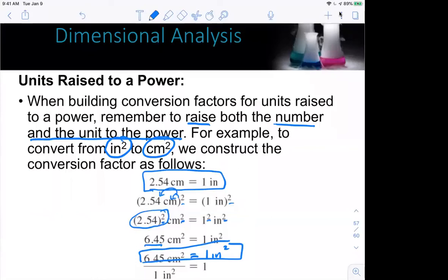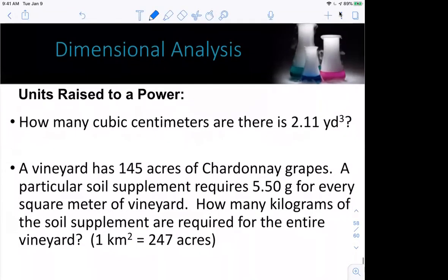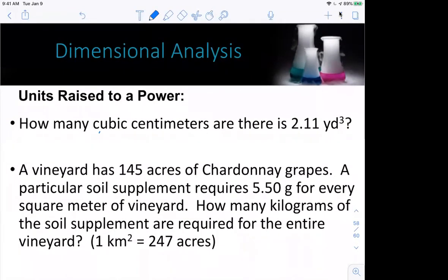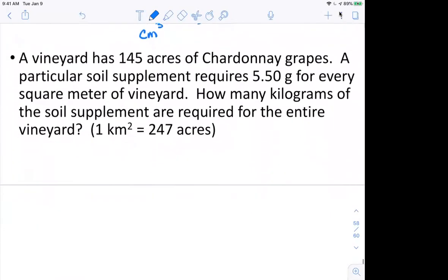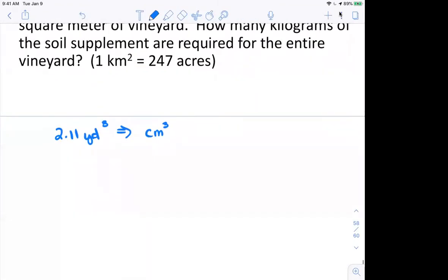That's a critical feature for success. So let's look at these two examples. How many cubic centimeters are there in 2.11 cubic yards? So I want to go from 2.11 yard cubed, and I want to go to centimeters cubed. So what I have to do is look at some relationships.